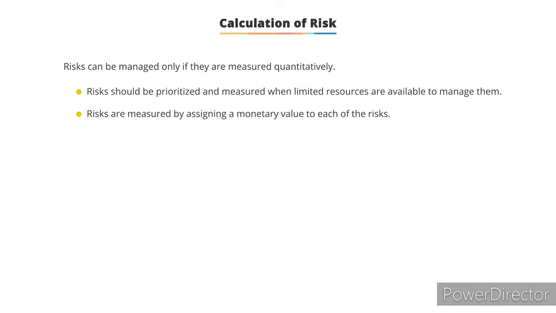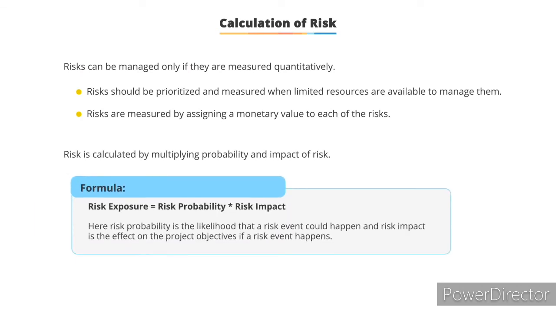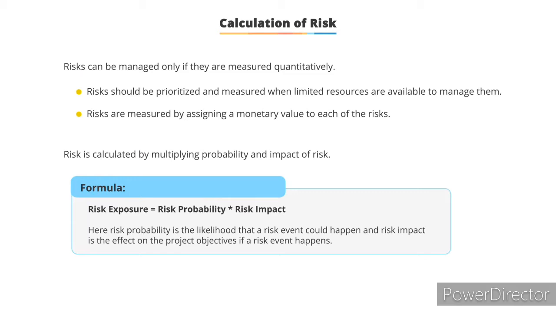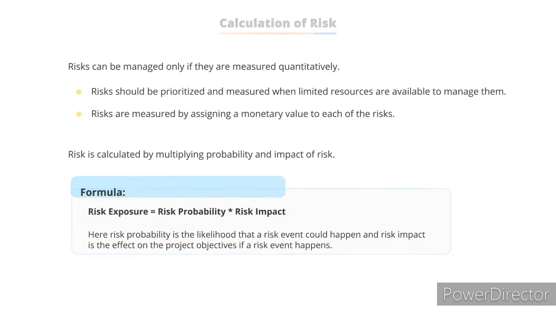Risk is measured by assigning a monetary value to it, and that value is arrived at by multiplying the probability and impact of the risk, where risk probability is the likelihood that a risk event could happen, and risk impact is the effect on the project objectives if a risk event happens. In the next screen, let's look at an example for calculating risk.